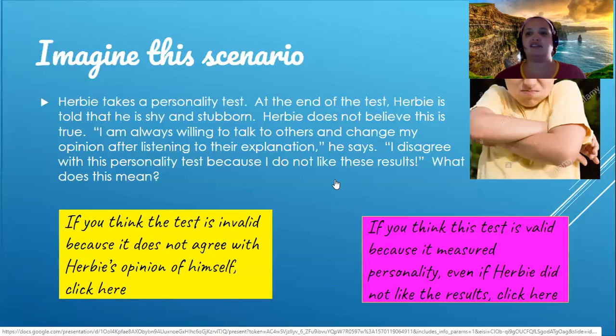So let's imagine this scenario. Here we have Herbie. Herbie is taking a personality test, and at the end of the test, Herbie is told he is shy and stubborn. And Herbie does not believe that this is true about himself. He says, wait a minute, I'm always willing to talk to other people. I listen to them. I'll change my opinion if I feel like they're right. I disagree with this test. I do not like these results. So what does this mean? Does it mean that the test is invalid because it does not agree with his opinion of himself? Or do you think that it means that the test is valid because it measured personality even if Herbie didn't like the results?